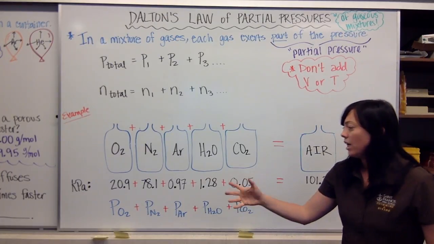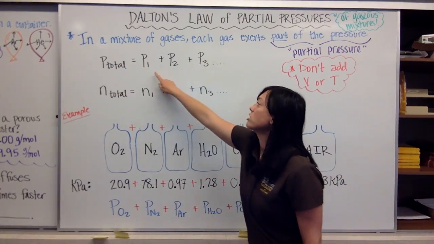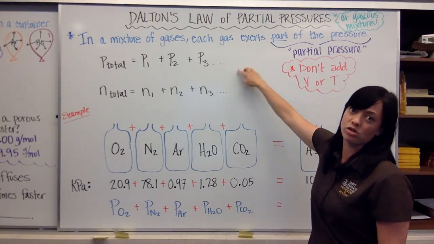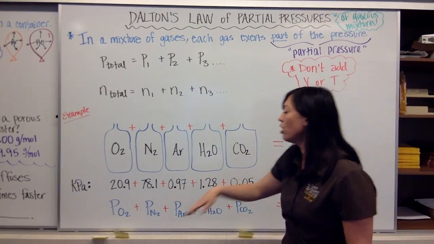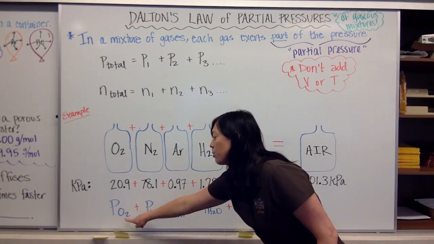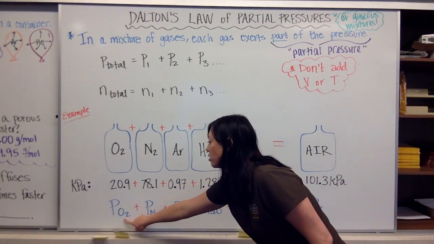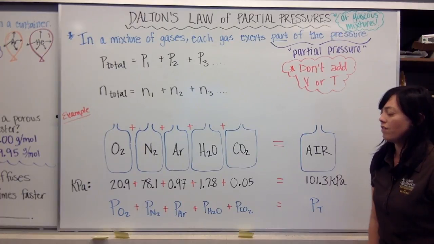You can see that we label each of these by these little subscripts. So up here it just says P1, P2, P3, and the dots represent that we can have as many gases as we want within our total. But down here you can see we label each of our gases with a subscript. So the oxygen is going to be P with a little O2, and P with an N2 for our partial pressure of nitrogen.